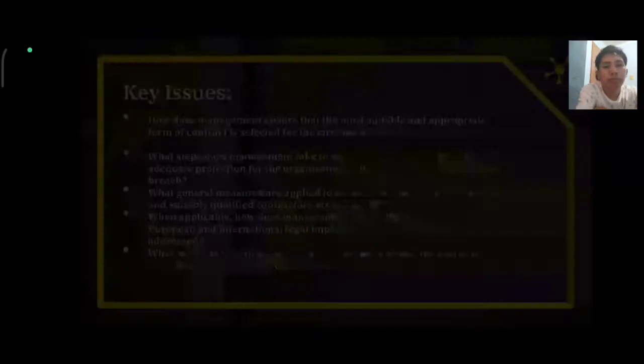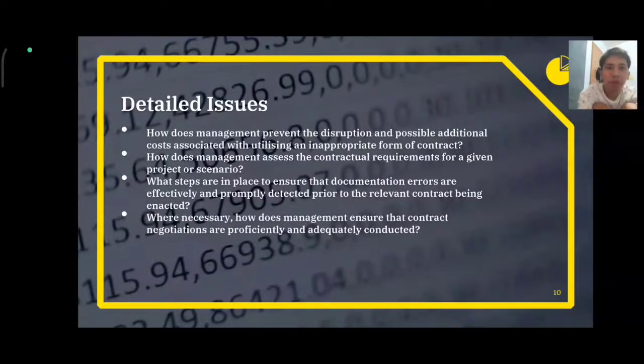Yun. Then, detailed issues in how does management prevent the disruption and possible additional costs associated with utilizing an appropriate form of contract. Then, how does management assesses the contractual requirements for a given project or scenario? Then, next is what steps are in place to ensure that documentation errors are effectively and properly detected prior to the relevant contract being enacted. Then, last, for necessary, how does management ensure that contract negotiations are proficiently and adequately conducted?